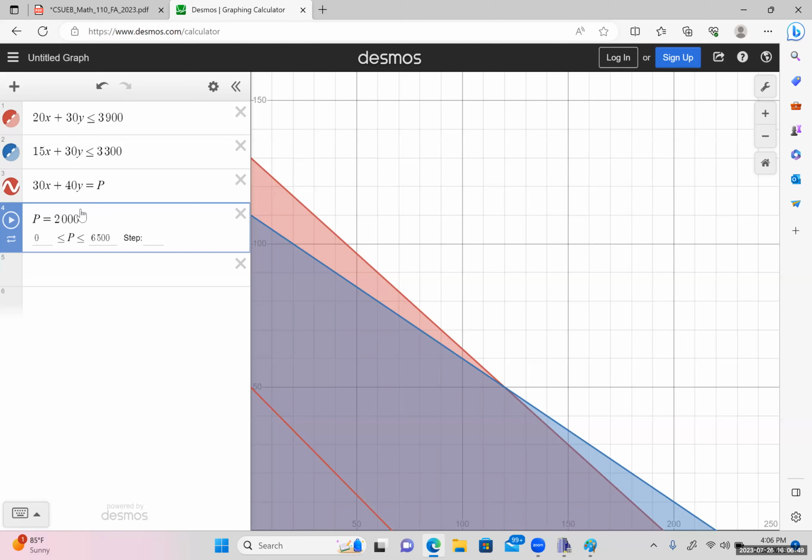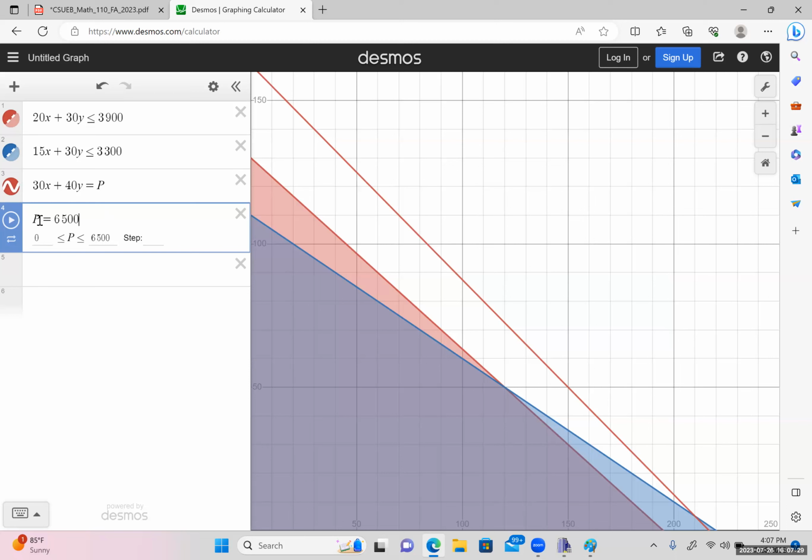But this is not the maximum profit we are looking for, because we can make it higher. Let's say 4,000. It's still inside of the purple area, and absolutely fine. What about 6,500? It's already outside the purple area. It looks like we want this amount, but we can't do that. Does that make sense to you guys?